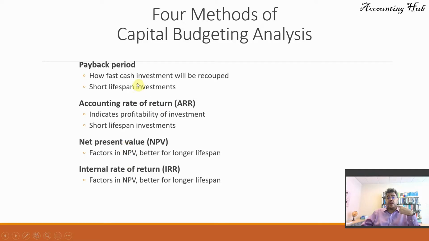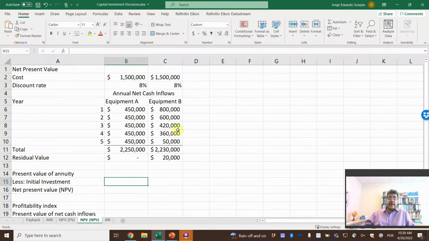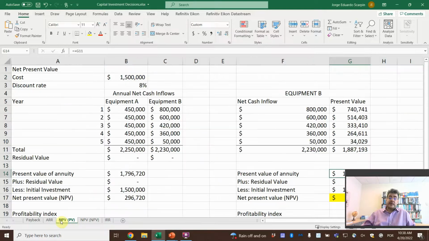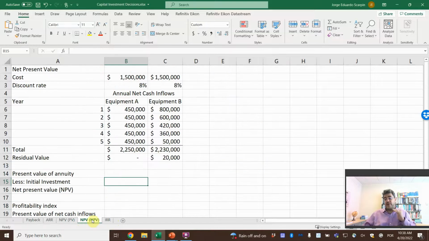By the way, we have videos about all of these other methods, and they are in our video description. Okay, but let's go to our Excel file. Here is our Excel file. We have payback for the payback video, accounting rate of return, net present value, our video today, and the internal rate of return. So it is the same Excel file for all of our videos, and all our Excel files are free, and the link to download it is also in our video description.